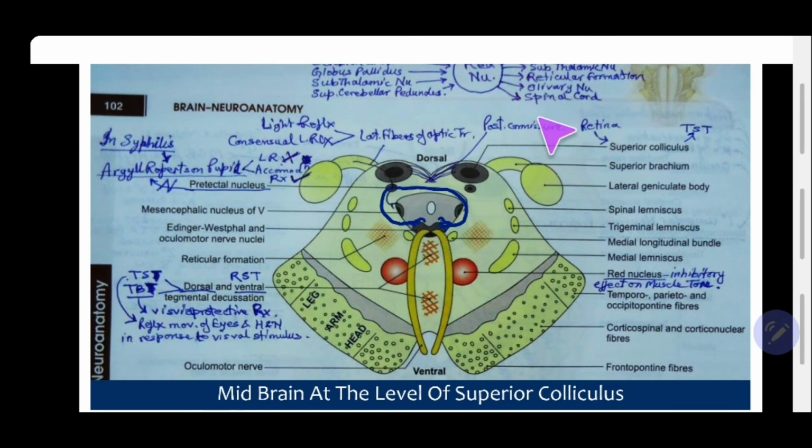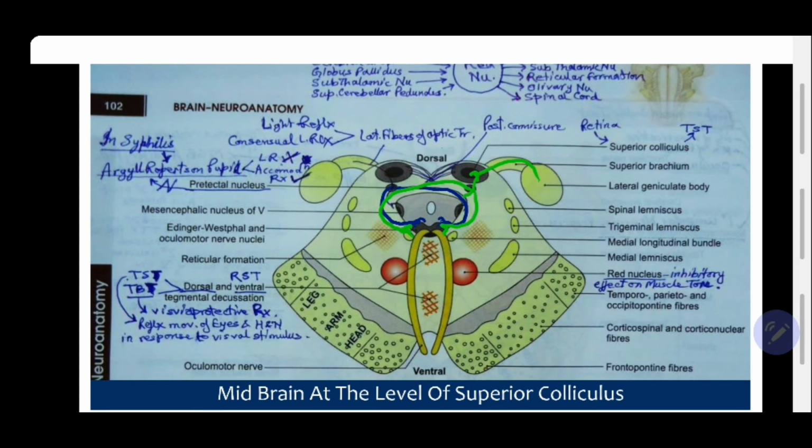Similarly, there will be fibers from here also: LGB, then superior brachium, superior colliculus, pretectal, then from here the fibers will reach here also and here also. That means the fibers from the pretectal nucleus innervate the Edinger-Westphal nucleus of both the sides. Very important. That's why I'm telling you this leads to the consensual light reflex.